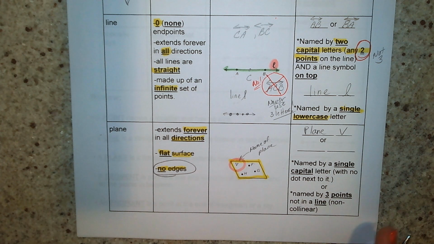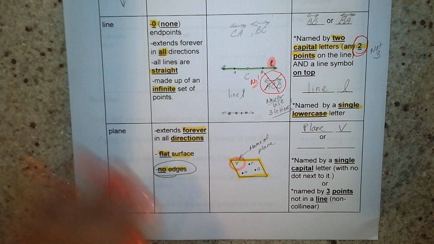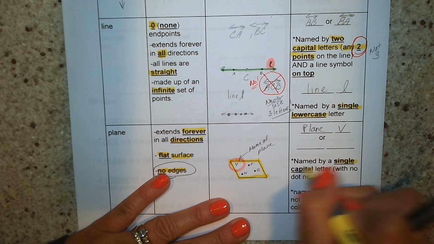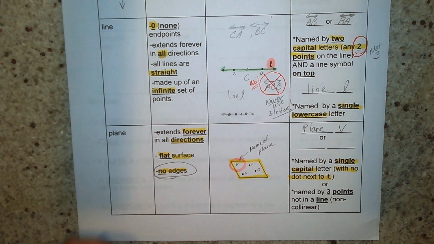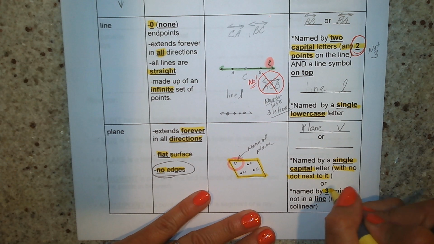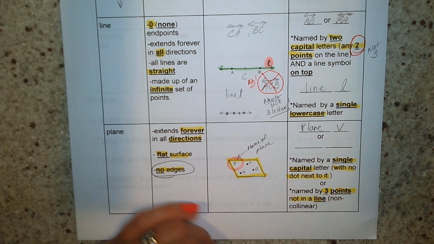The other way to name a plane, okay, again, so the first one is named by a single capital letter with no dot next to it, no point next to it. Okay, that's the first way. I would like to say that's the most common way. That's the way that you want to use first, okay, if you have it. You're not always going to have that though. So there has to be an alternate way to name it, and the alternate way is to name it by 3 points that are not in a line.